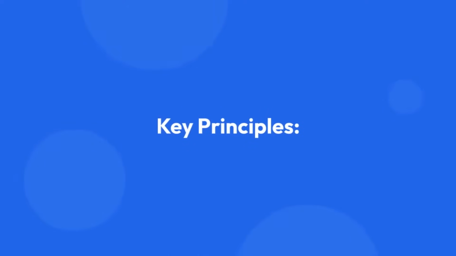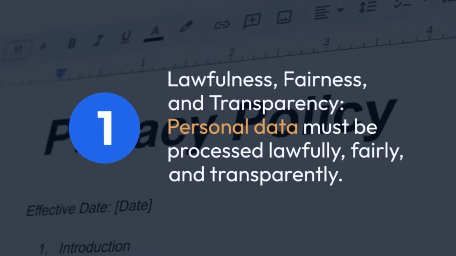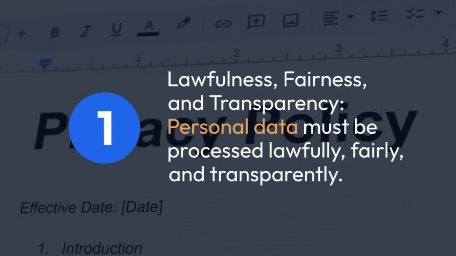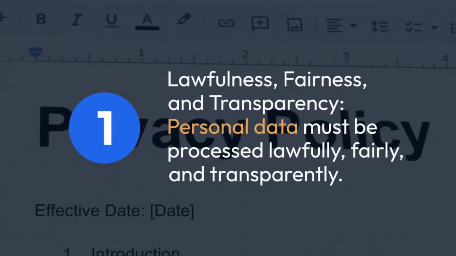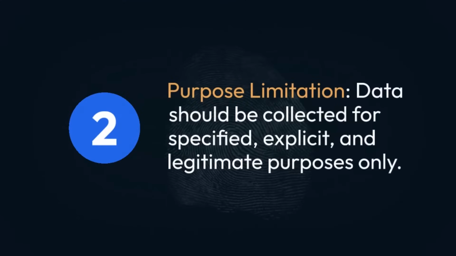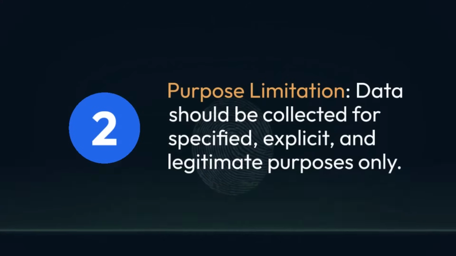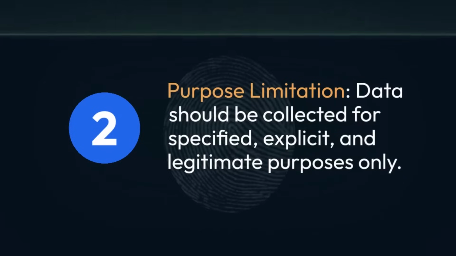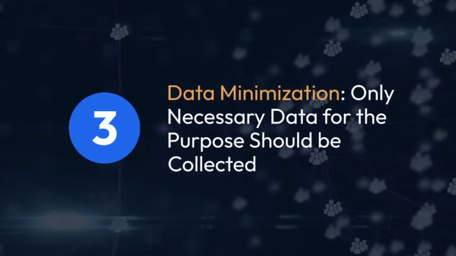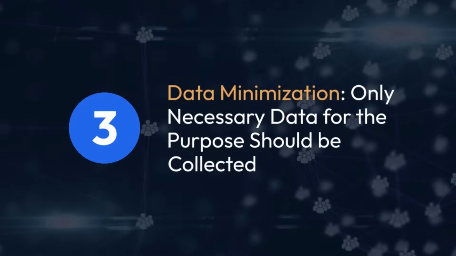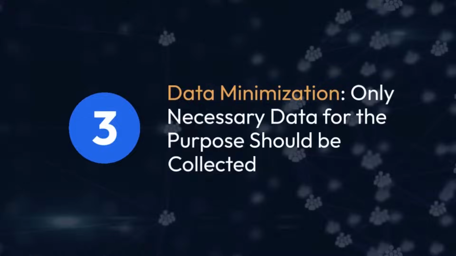Key principles. 1. Lawfulness, fairness, and transparency. Personal data must be processed lawfully, fairly, and transparently. 2. Purpose limitation. Data should be collected for specified, explicit, and legitimate purposes only. 3. Data minimization. Only necessary data for the purpose should be collected.